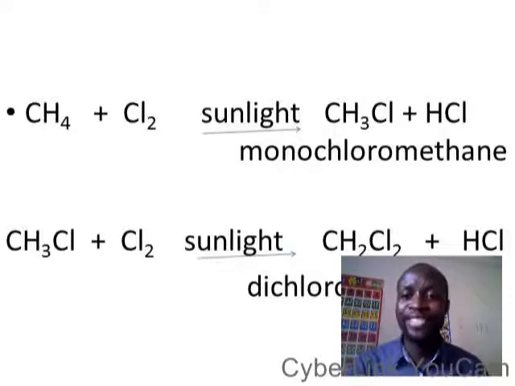We have CH4, that is methane, reacting with chlorine in the presence of light. What you do is you do it where sunlight is. You don't do it in the dark. So when they are being added together, you have CH3Cl plus HCl, and CH3Cl is called monochloromethane. Mono as in one, chloro as in chlorine, methane as in the parent compound we are dealing with.